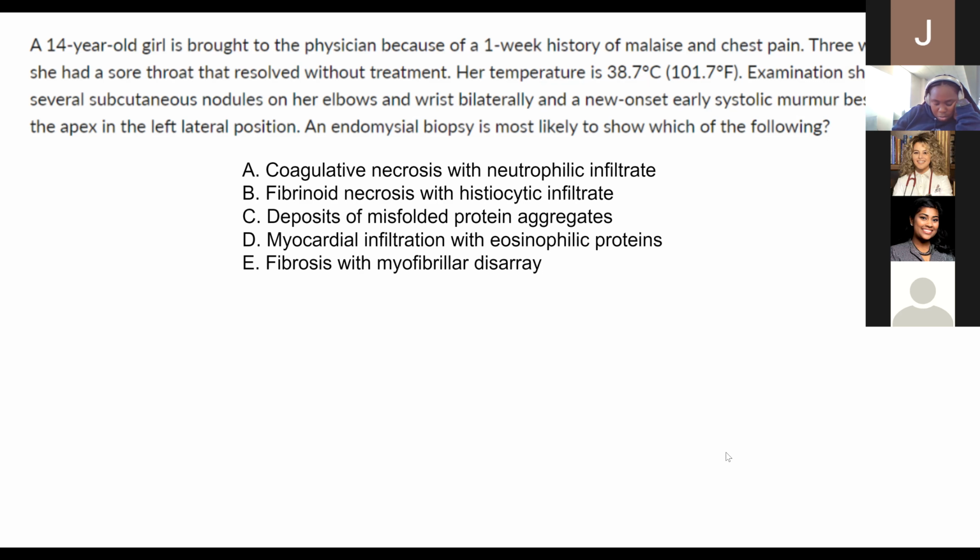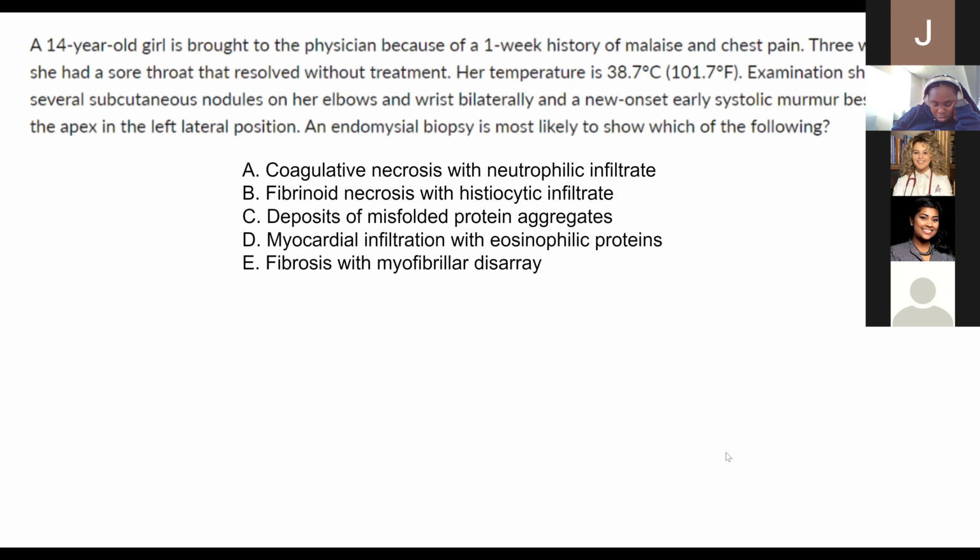So A, right? Let's go through each one. What is A describing? MI, perfect. Coagulative necrosis with neutrophilic infiltrate, right? MI within 0 to 24 hours, or 6 to 12 hours based on the slides. C is amyloidosis, so that would be restrictive cardiomyopathy. Perfect, you guys are writing amyloid in chat. Great job. So that would be restrictive cardiomyopathy, and that's not really associated with rheumatic fever.